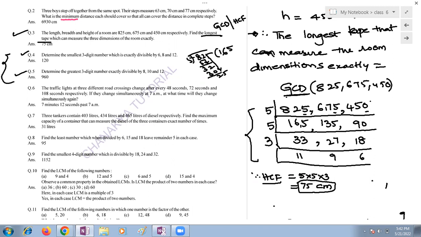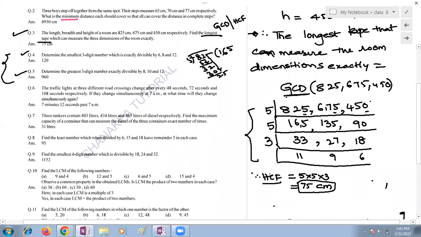Ma'am, I want to ask. In the third question, if we are finding LCM, can we go further or not? If you want to find the LCM, you can go till 1. In the last, it should be 1. Till prime numbers, you can do. Or it should be a prime number. Yes, Nana, you are correct.